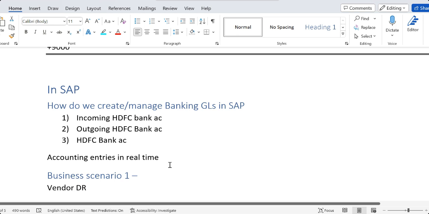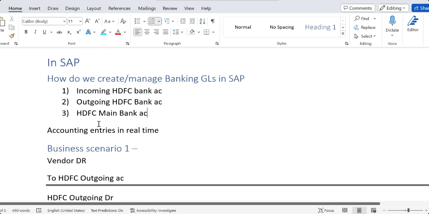Actually we have one bank account, called HDFC Bank. But in SAP we create three bank accounts, three GLs: HDFC incoming bank account, HDFC outgoing bank account, and HDFC main account. So we create three bank accounts. Why do we create them? To get clarity. So let's see how it works.